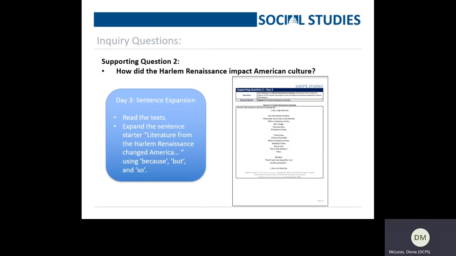Day 3 provides us time to read poems and short pieces of writing produced by African Americans who were also part of the Harlem Renaissance. After reading, you'll complete a sentence expansion activity where you'll use because, but, and so to add on to the sentence starter. Literature from the Harlem Renaissance changed America. Remember, the word literature means the writing produced by an author.